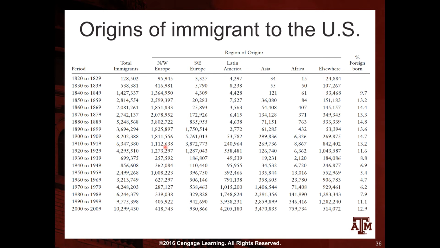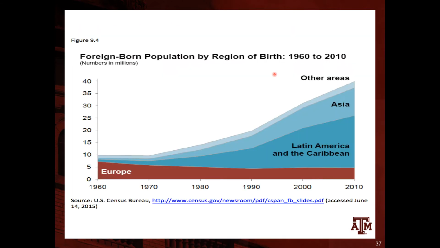It shows this clear pattern of more immigration from Europe in previous centuries, and in more recent decades you see the highest numbers of immigrants from Latin America and Asia. And here's the foreign-born population by region of birth from 1960 to 2010. So these tables and figures complement each other.